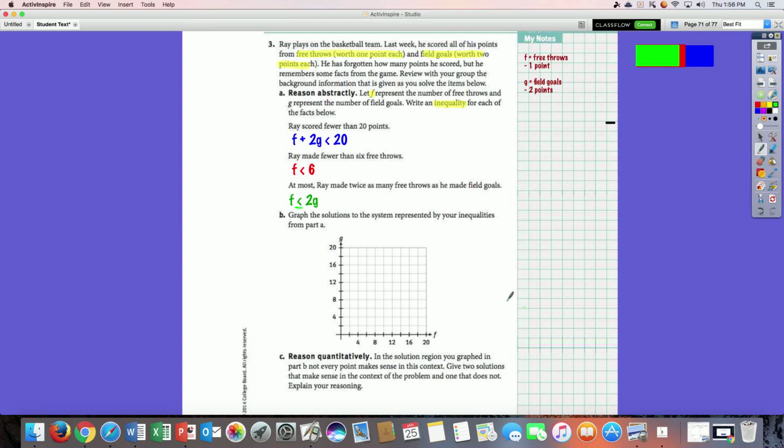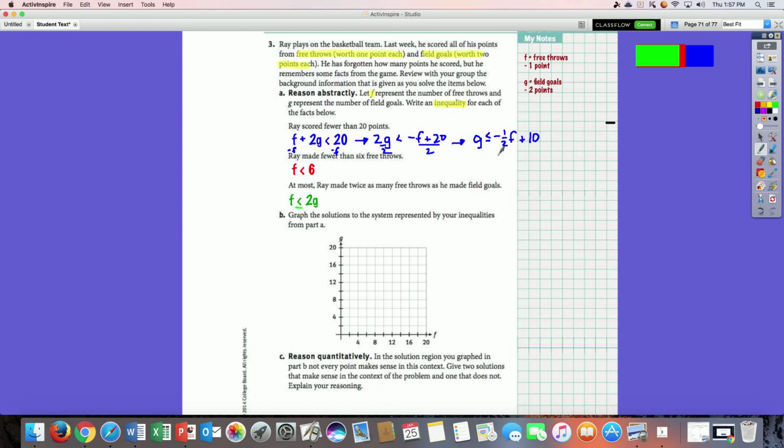Before I start graphing these in B, I'm going to solve to get G by itself in every problem. So here I'm going to start by subtracting F from both sides. That's going to give me 2G, draw a little arrow moving from left to right, 2G is less than negative F plus 20. My last step is I need to divide by 2 on both sides. When I do that, I'm going to end up with G is less than an invisible 1 times negative 1/2 F plus 10.